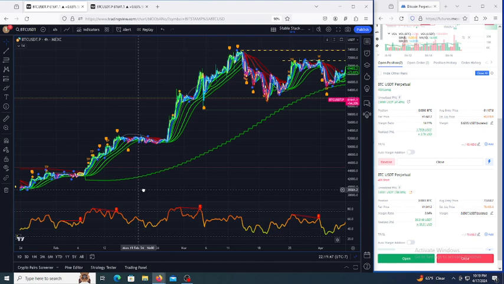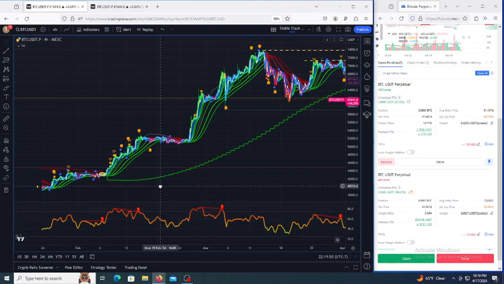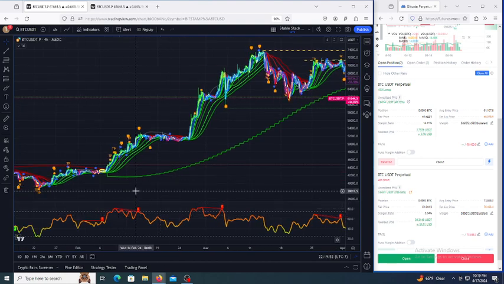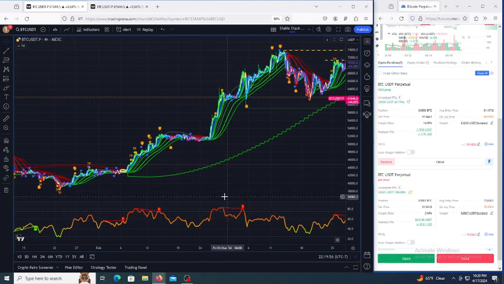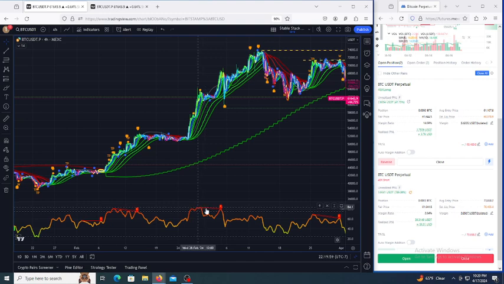When it's trending, these are still good signals, but it's still going up, so you'll get smaller moves off them.